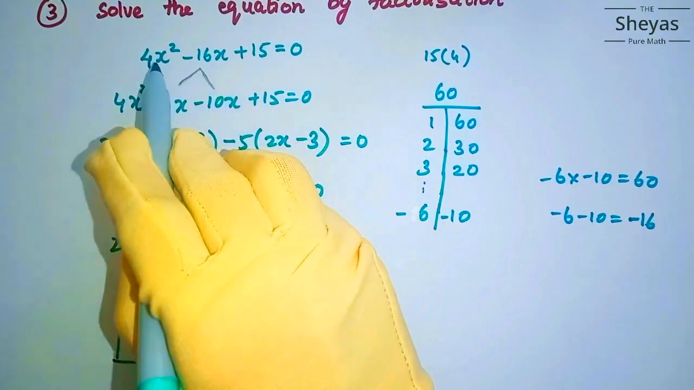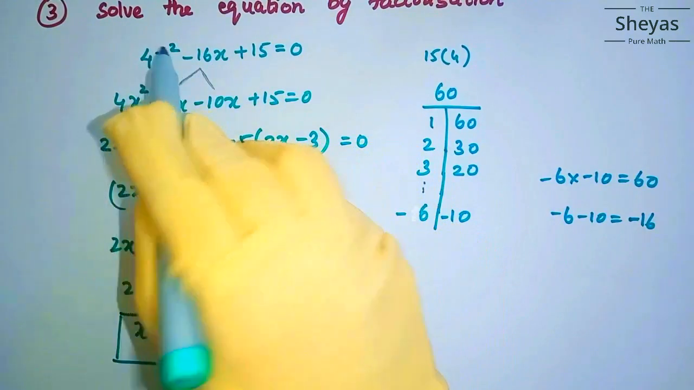So keep in mind it is a quadratic equation and the power is 2. So you will be having two solutions.